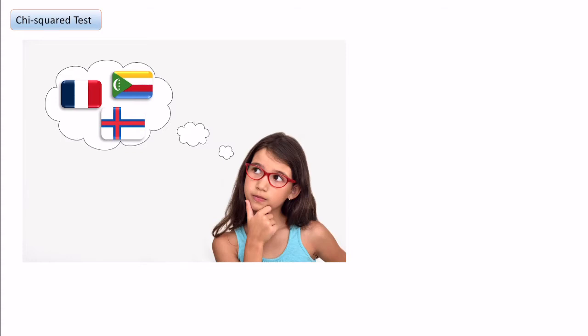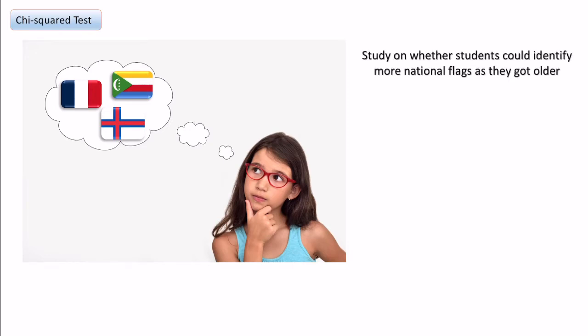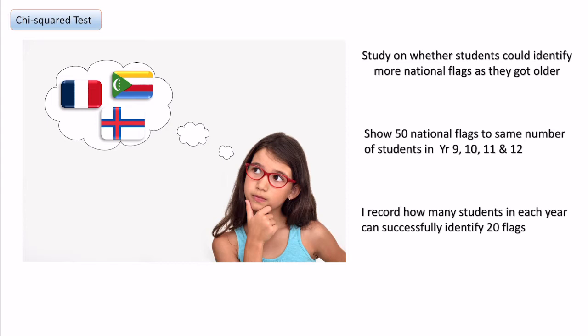So here's a hypothetical investigation where I'm hopefully going to use a chi-squared test. I'm doing a study in a school on whether students identify more national flags as they get older. I get some year 9s, year 10s, 11s and 12s together, the same number in each year group, and I show them 50 national flags. What I'm actually recording, my observed data, is how many of those students in each year group can identify 20 flags. Then I'm going to test whether there is any significance between your age and how many flags you can name.